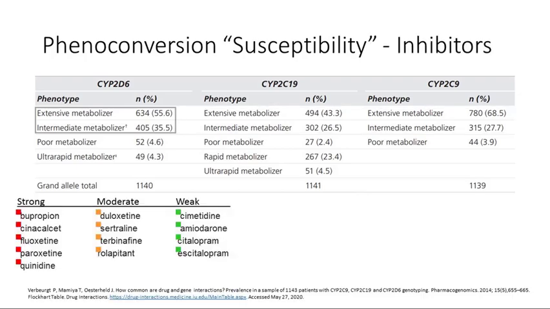So I've added to this previous slide and put in some inhibitors of drug metabolism. There's the Flockhart table from Indiana University, a really great resource, and I've got the link down at the bottom of the slide. But you have strong inhibitors, moderate inhibitors, and weak inhibitors. And our patient had paroxetine, a strong inhibitor. So he was an intermediate metabolizer. He was susceptible to phenoconversion because of the addition of that inhibitor.